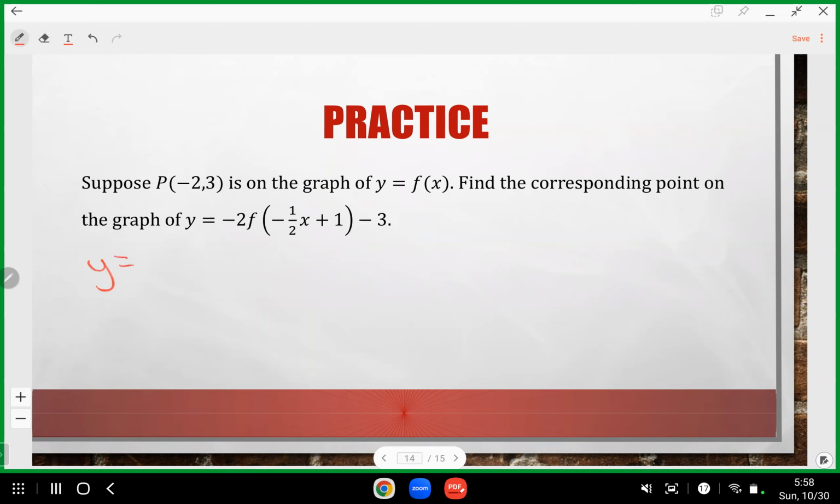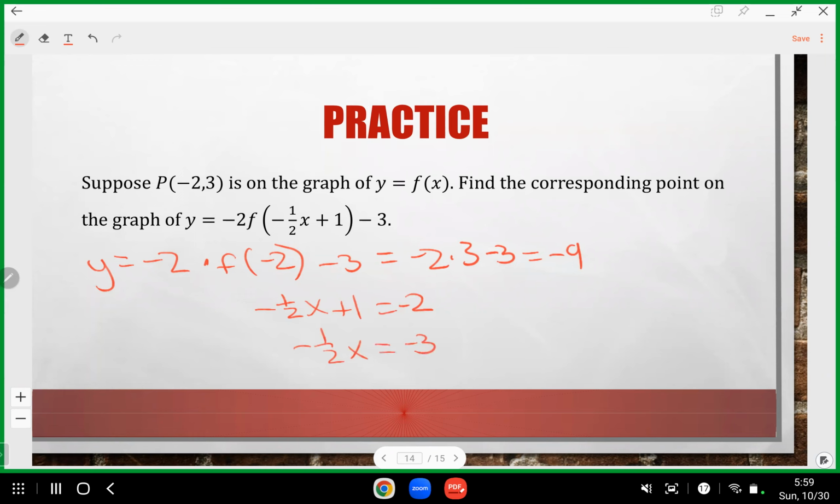We're going to do -2 times f of (-2 minus 3). It's going to equal -2 times 3 minus 3, which equals -9. Next, we set -1/2 x plus 1 equal to -2. So -1/2 x is equal to -3. Then x is going to be equal to 6.